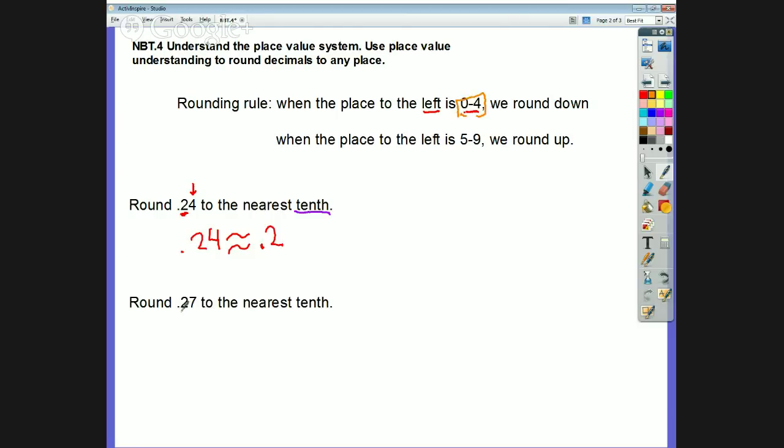Let's look at the next example. Round 27 hundredths to the nearest tenth. What's in the tenths place? That's a 2. So the question is, is this closer to 2 tenths or 3 tenths? Let's look at the hundredths place. What's in that spot? It's a 7. A 7 is in the 5 through 9 category, so I need to round up to the next tenth. The next tenth from 2 is 3. So 27 hundredths is rounded to 3 tenths. And that's kind of the rule.